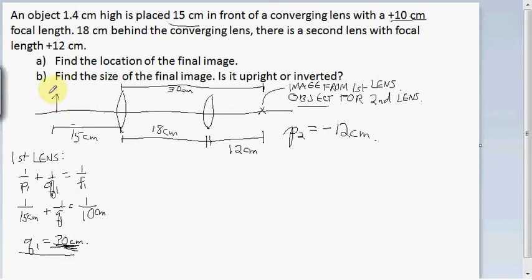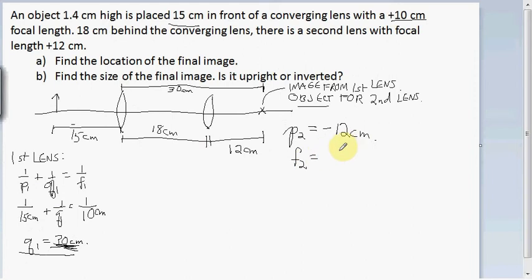In other words, as I've been doing in pretty much all the mirror and lens problems, we're working from left to right. We've got our object on the left here, and then our lenses are to the right. And here, our object is to the right of the lens, and that means that the object distance is going to be negative. If the object for this lens was over here somewhere, then P would be positive.